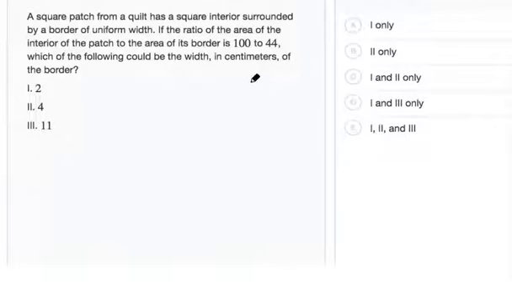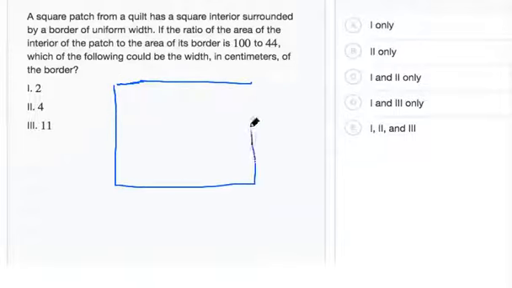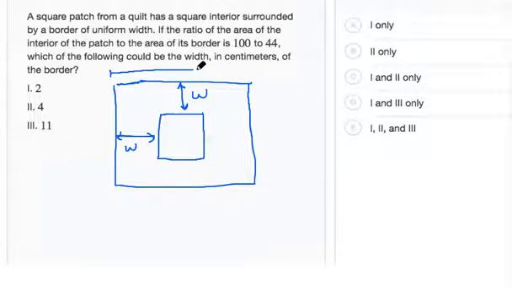these lengths that we're going to be dealing with. That way we can refer to them without having to use words. So drawing up our square, let's call the width of the border W. And that means that we can also call this W. And then let's call the entire length of the square here X.